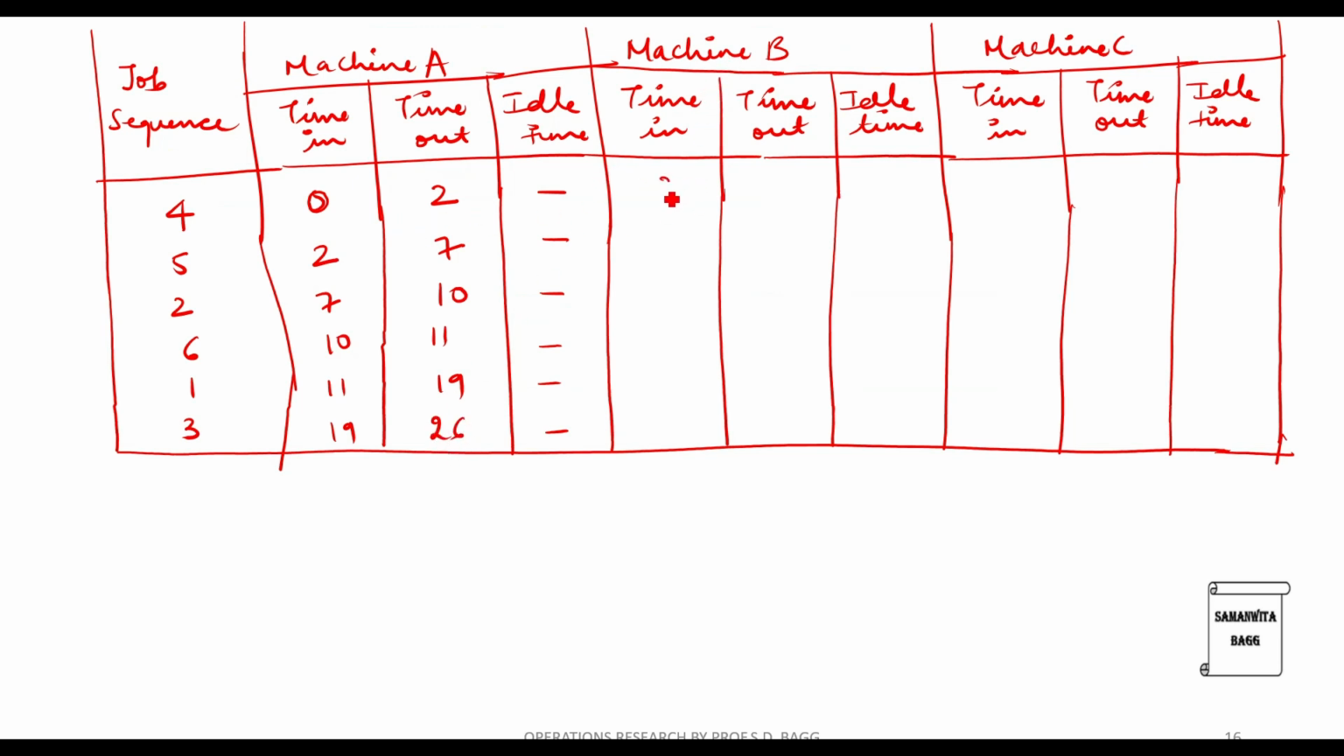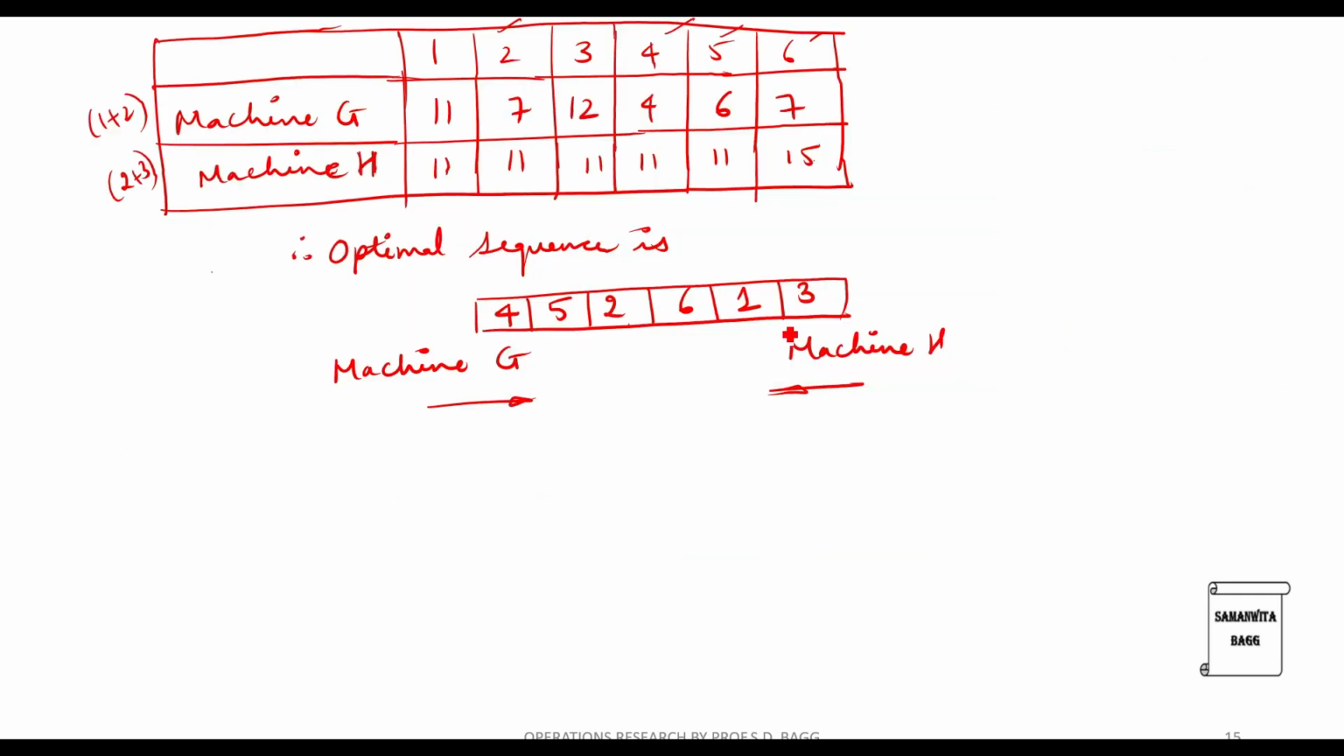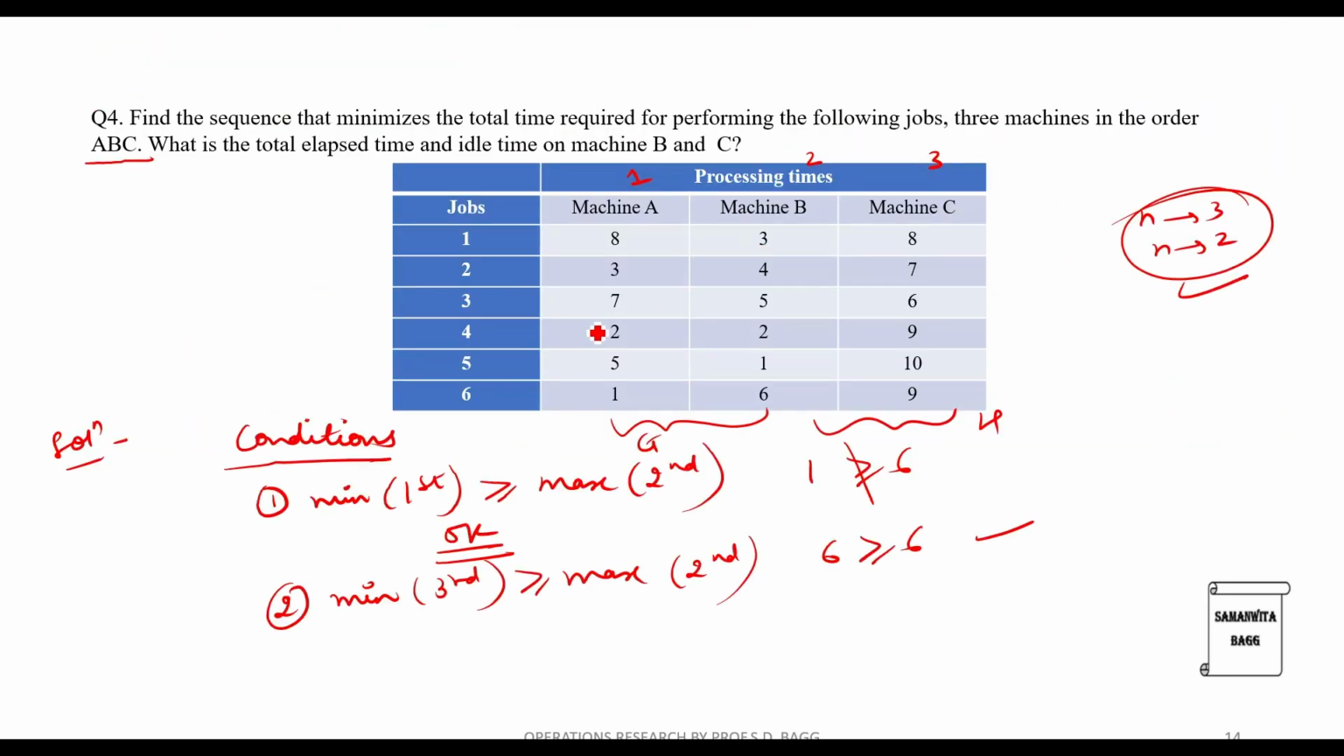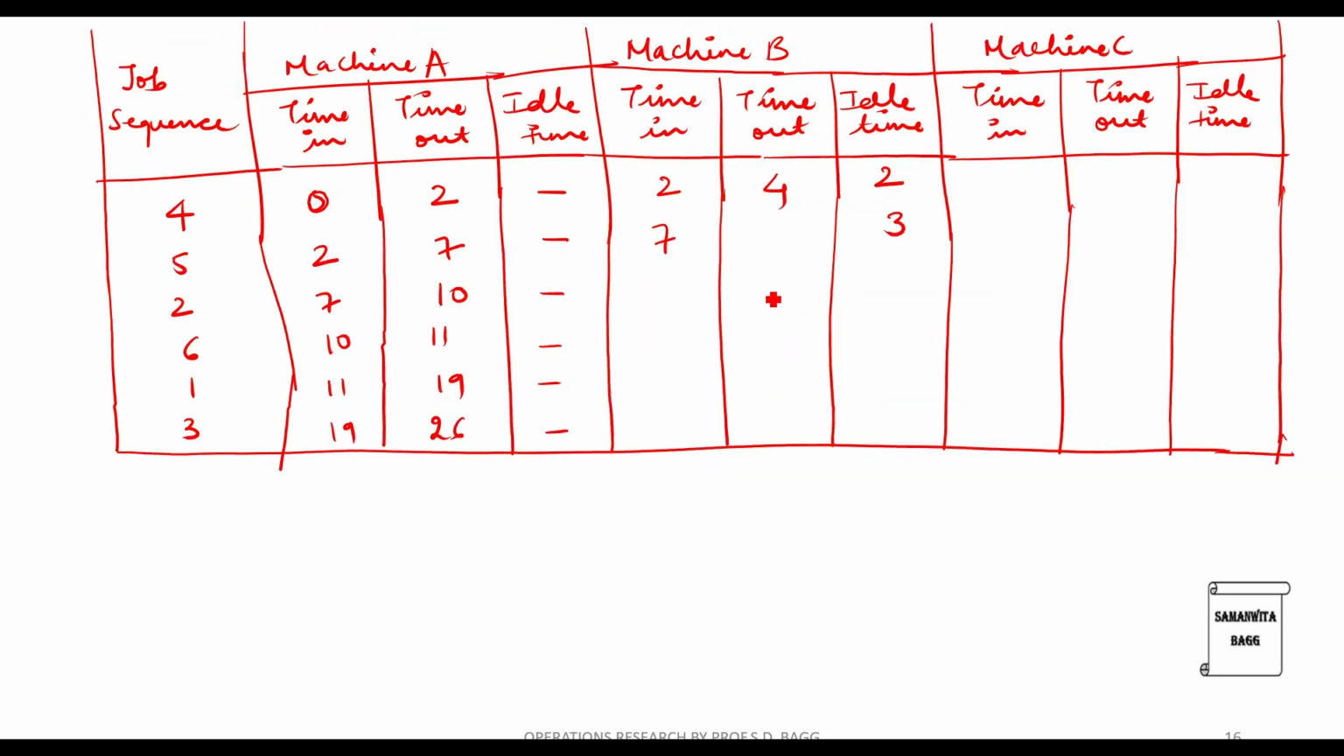Then we go to machine B. It will start at 2. This idle time initially is always 2. Then 4 on B is 2. So this becomes 4. This is 4, this is 7. So this has to now wait. It will start at 7. So the idle time is 3 hours. Next 5 on B is 1. So this becomes 8. This is 8 and 10. So again this has to wait for 2 hours. It will start at 10.